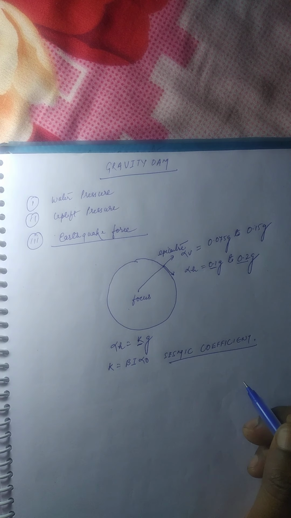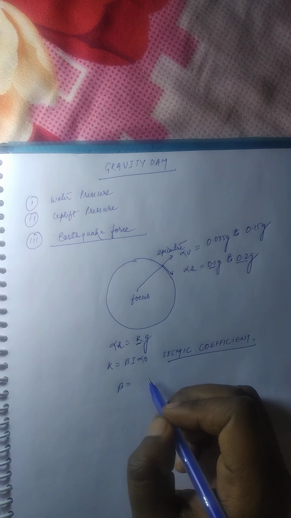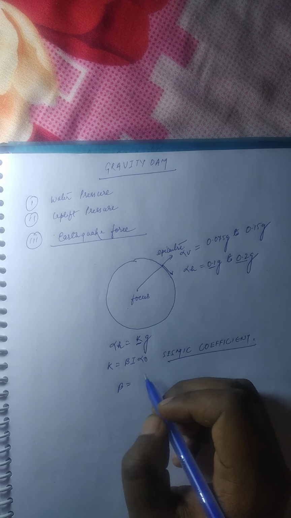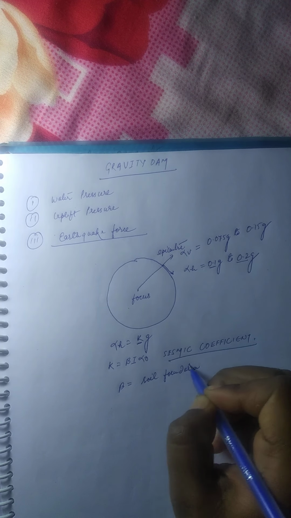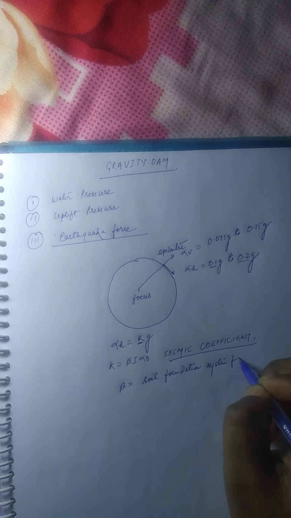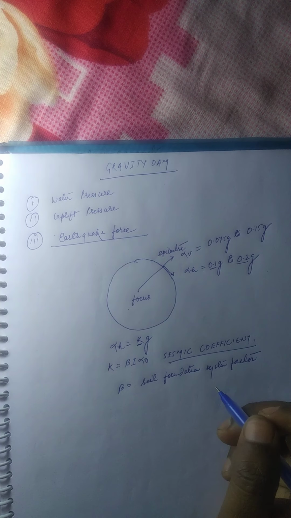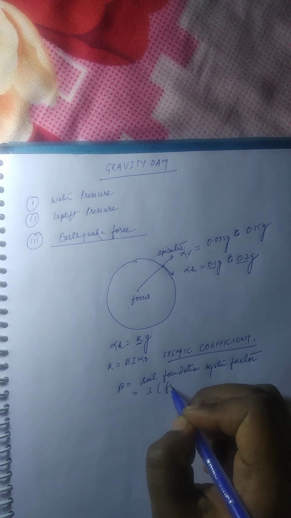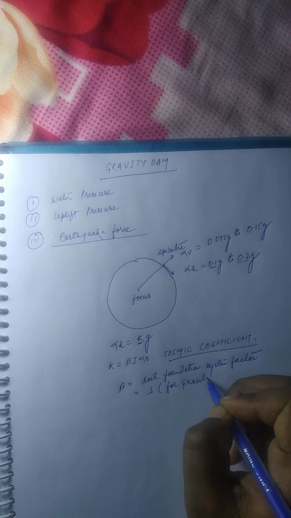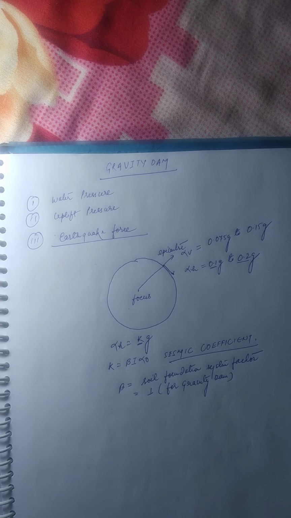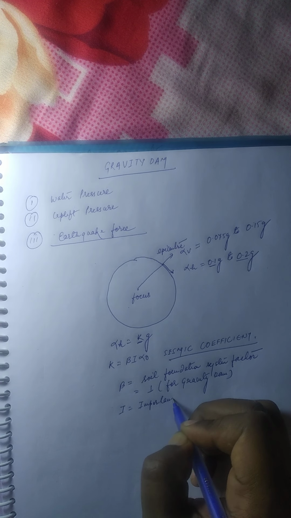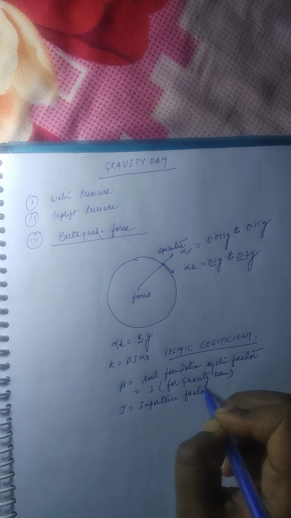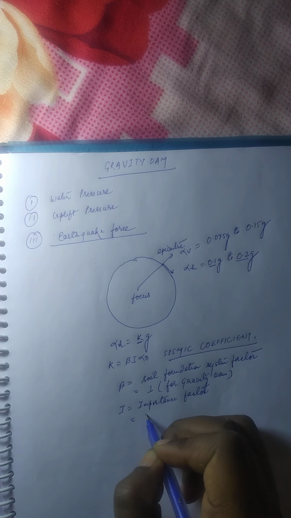Where beta is what? It is the soil foundation system factor, and its value is 1 for gravity dam. The value of I is called the importance factor, and its value is 2 for gravity dam.